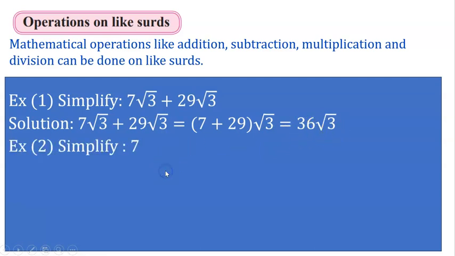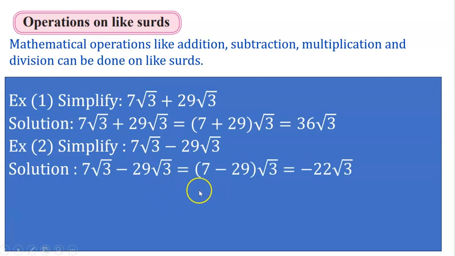Next example, simplify 7 root 3 minus 29 root 3. Take root 3 as common, then in the bracket you will get 7 minus 29, that is minus 22, into root 3, that is equal to minus 22 root 3.